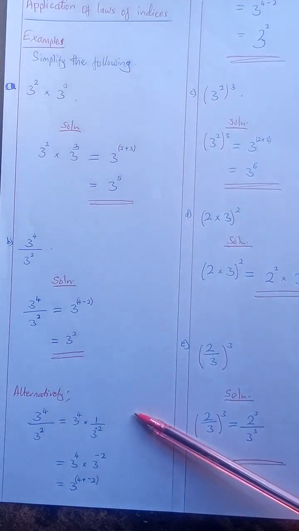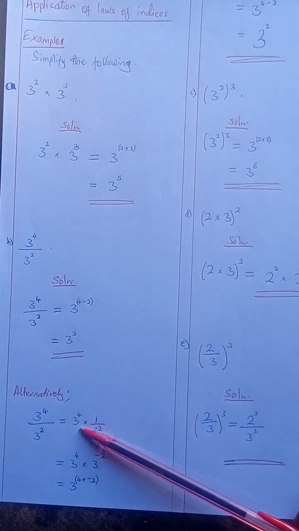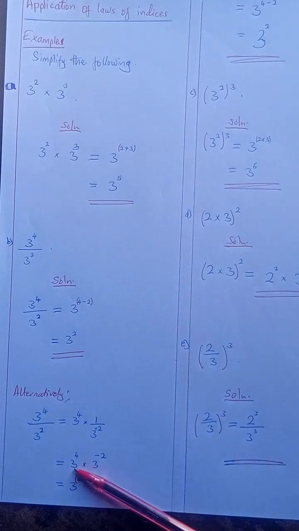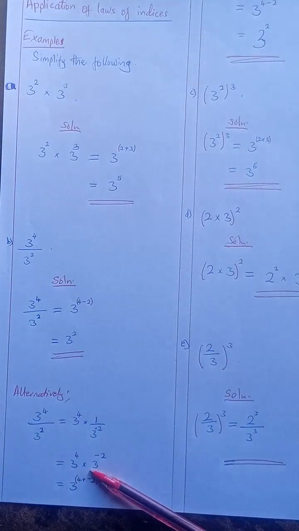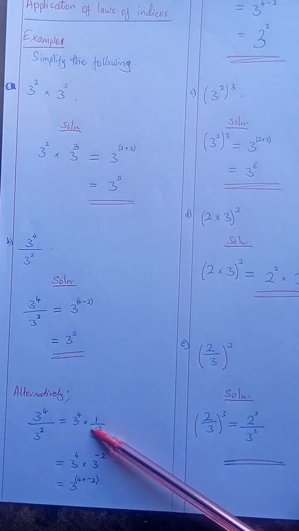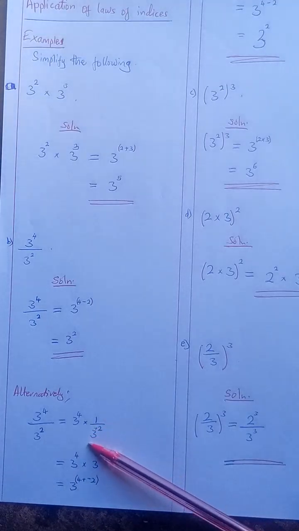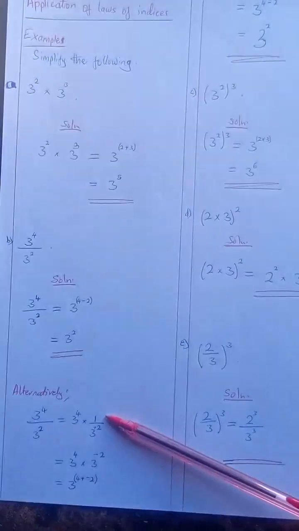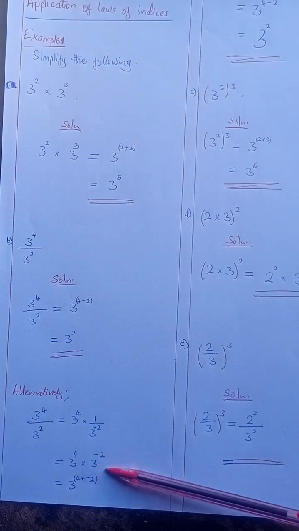So the first step, you separate the numbers. One fraction should be aside, then the numerator should also be the other side. So that the next step, we have 3 to the power 4, then multiplied by, now you take the denominator here, you take it to be a numerator. So the sign which is positive will change to be negative. And that is why we have 3 to the power negative 2.